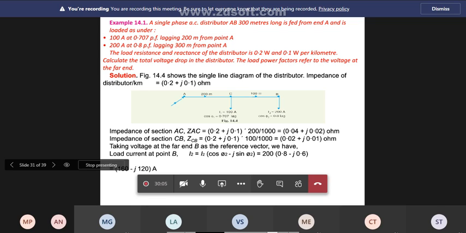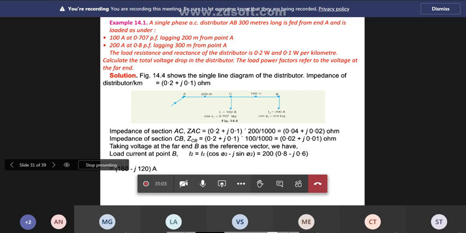Now first, the resistance and reactance of the distributor is 0.2 plus j 0.1 ohm, right? But 0.2 and 0.1 ohm per kilometer. Just observe, they gave the distance in meters, 300 meter distributor, but they gave resistance per kilometer. So we have to convert kilometers into meters. Impedance of section AC, Z AC, is 0.2 plus j 0.1. What is the distance? 200 meters by 1000, that is in kilometers. So that is 0.04 plus j 0.02 ohms, right?